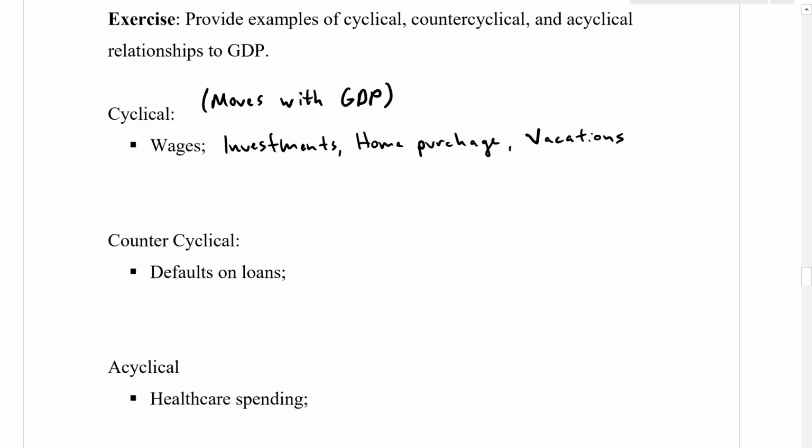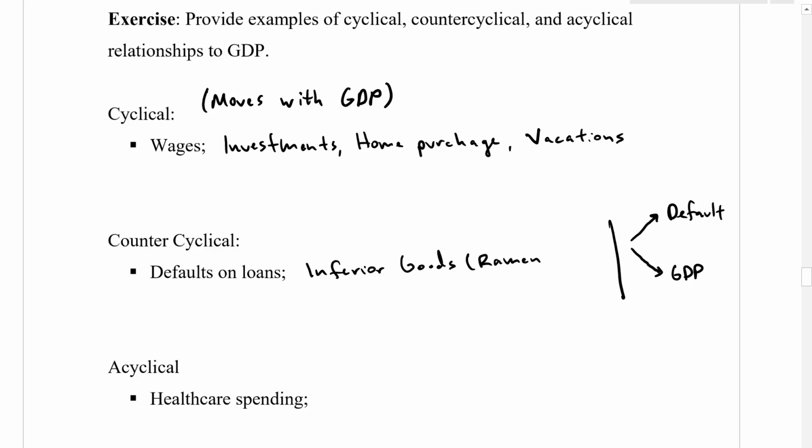Countercyclical moves opposite of GDP. Something like defaults on loans, right? If the economy is doing poorly, then more people are going to default on their loans or have late payments, for example. Another example would be inferior goods, like ramen noodles, which is a common example. When the economy is doing badly, incomes are going down, and purchasing of ramen noodles goes up.